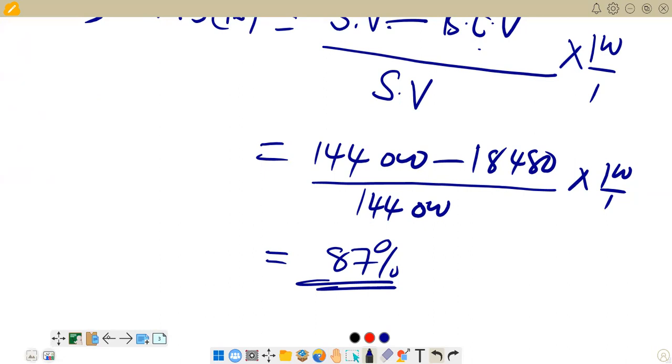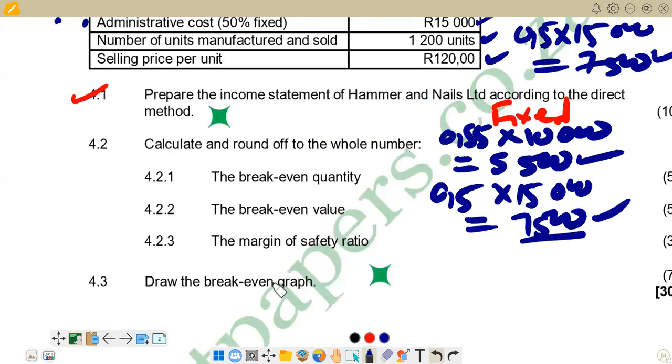Then we look at the last question that we have. It's saying draw the break-even graph. So here we are going to make a drawing, but remember, what is important is for you to understand what we mean by the break-even point. The break-even point basically represents a point where we are making a profit of 0. And when we are making a profit of 0, the total costs that we have will be equal to the total sales revenue that we have.